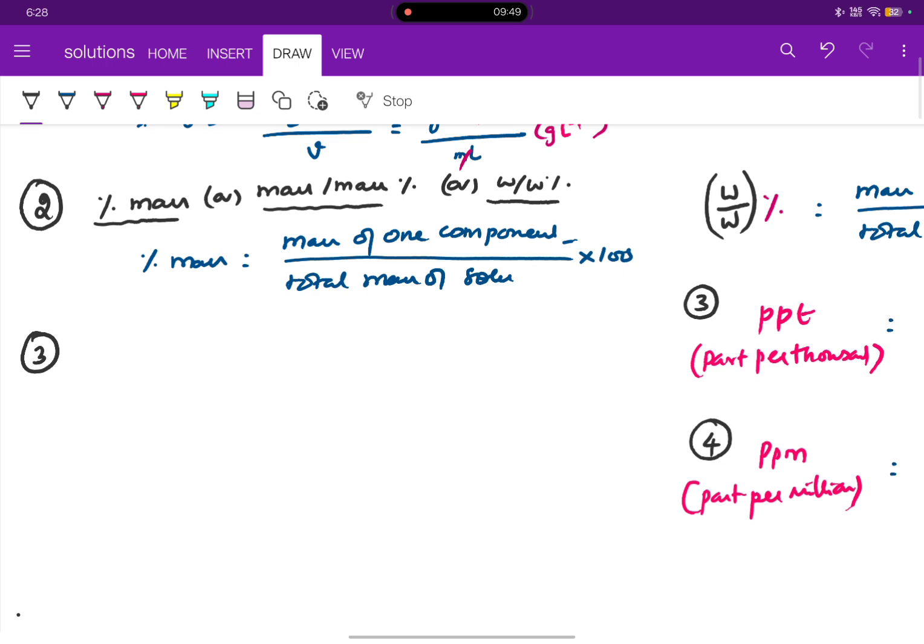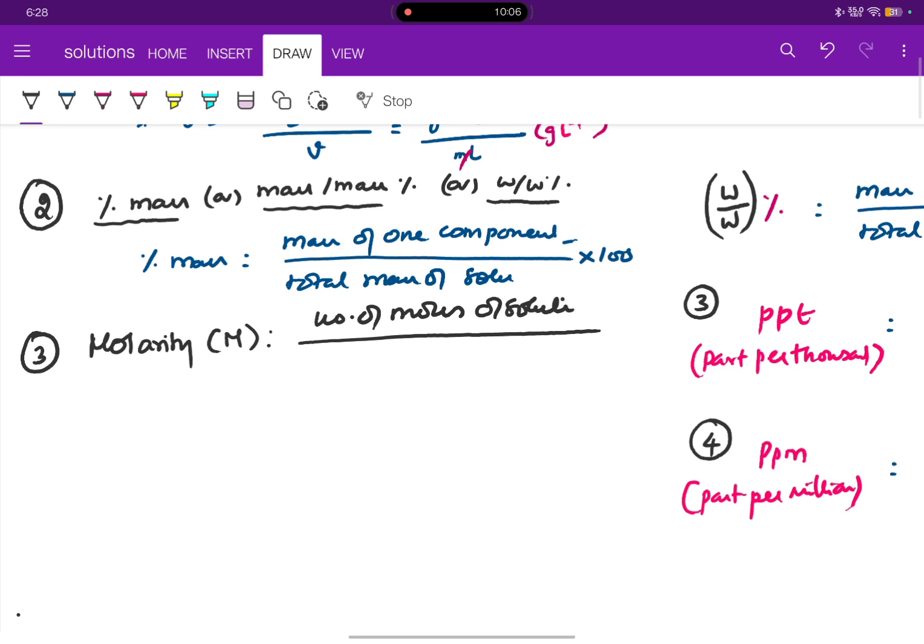This is called as molarity, denoted by the letter capital M. So what do they mean by molarity? Let me write. It is number of moles of solute divided by total volume of solution in liter.